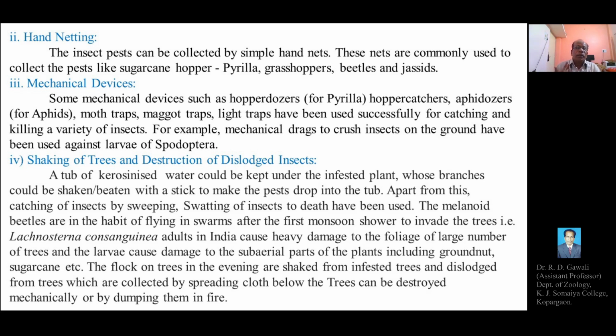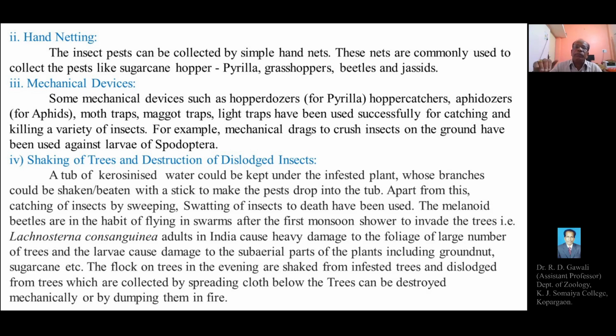and they can be destroyed mechanically or by dumping them in a fire. So, with the help of a simple technique, that is the shaking technique, when plants are infested with a group of insects or adult insect pests like beetles in the form of a flock on the trees, in the evening time one can shake the entire infested tree, and the dislodged insects are collected on the ground by spreading a cloth below the trees, and then can be destroyed mechanically or by dumping them in a fire.